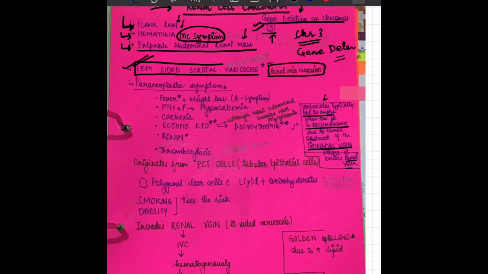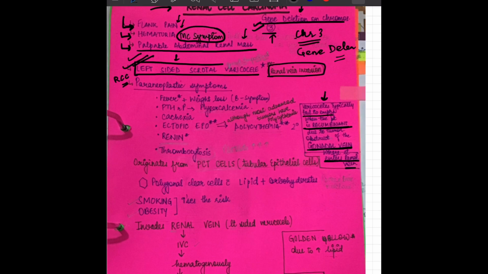Now, an important clinical correlation I'm going to tell you about is the left-sided scrotal varicocele. Whenever a patient comes to you with a left-sided scrotal varicocele that fails to empty when the patient is in recumbent position, the first thing that should come to your mind is renal cell carcinoma. Why? Because the tumor is obstructing the gonadal vein where it enters the renal vein.